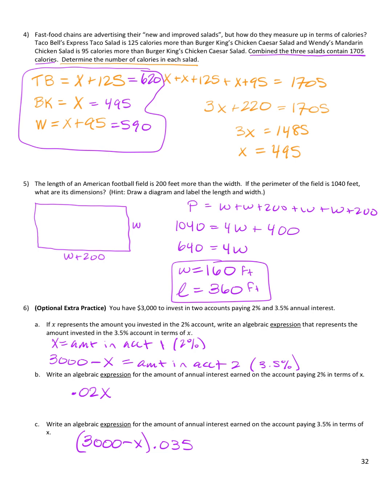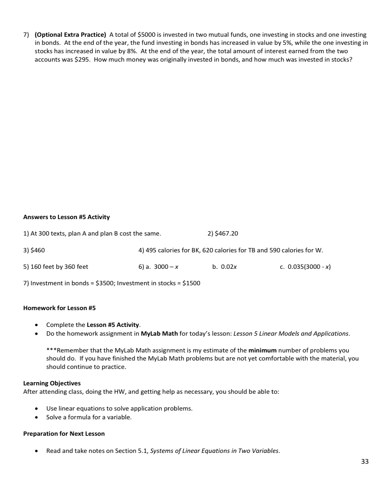So that was just a little warm up to solving questions that involve investments. We'll do a full question next. So let's say you have a total of $5,000. You're investing in 2 distinct funds, 2 different accounts. One investing in stocks, one investing in bonds. At the end of the year, the fund investing in bonds has made 5% interest, and the one investing in stocks increased by 8%. So at the end of the year, the total amount of interest earned from the 2 accounts is $295. How much was invested in bonds and how much was invested in stocks?